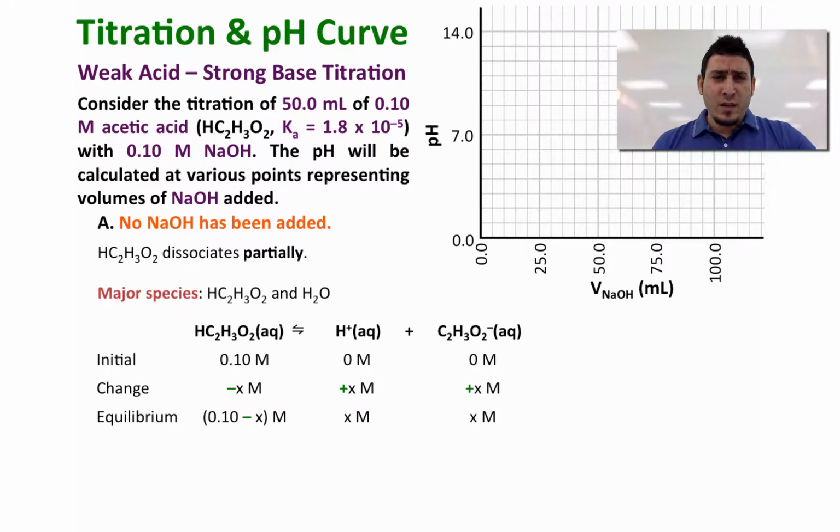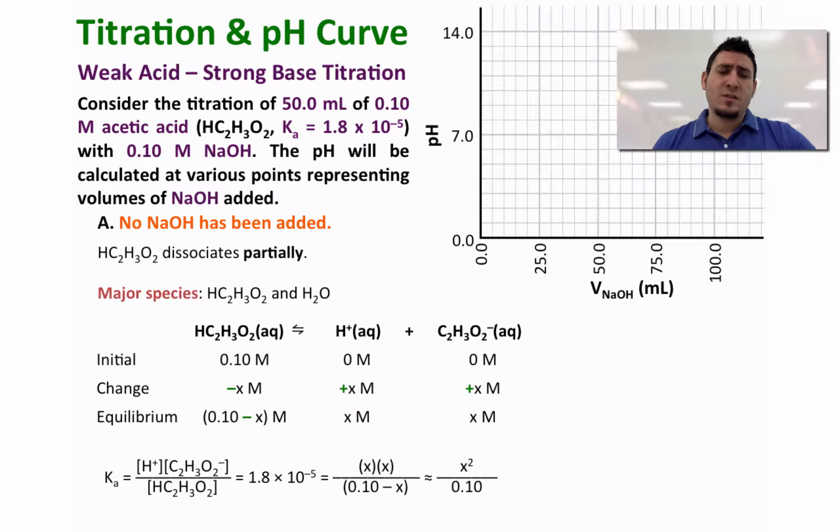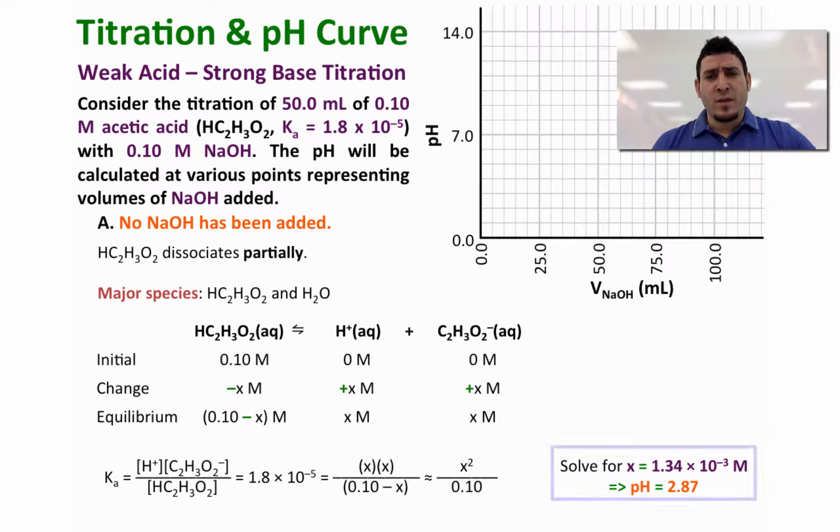Now plug in these equilibrium concentrations in the expression of Ka and simplify it, since X will be too small compared to 0.1. When we solve for X we find that X is equal to 1.34 times 10 to the power minus 3 molar, and the pH is equal to 2.87. So this is the initial pH of the solution. We will plot it on the graph. So here's our initial pH, 2.87.